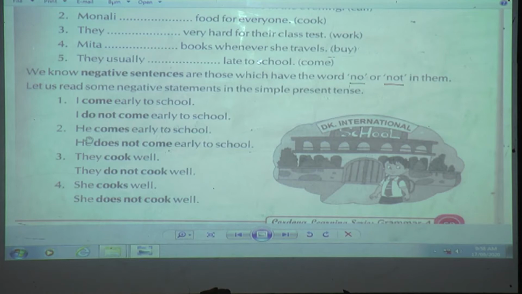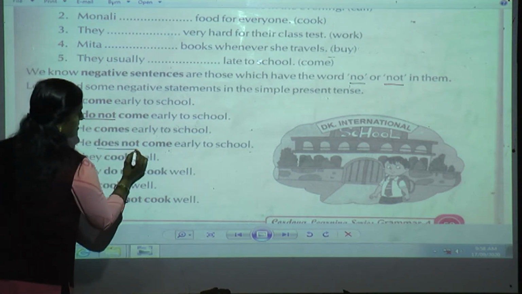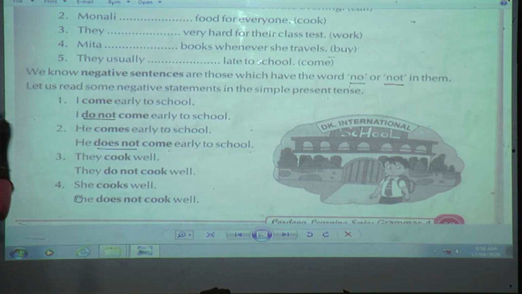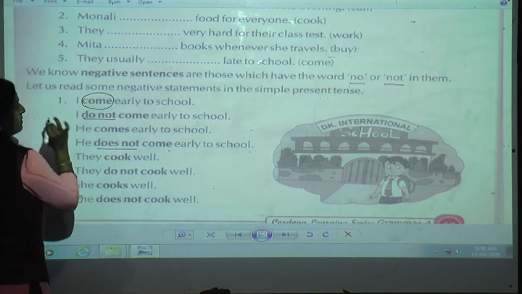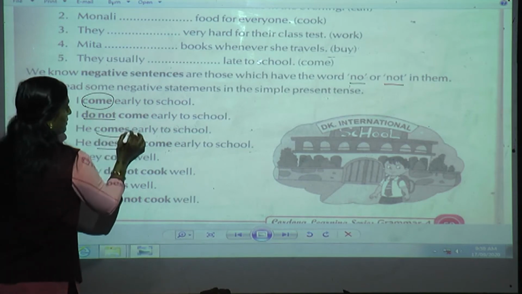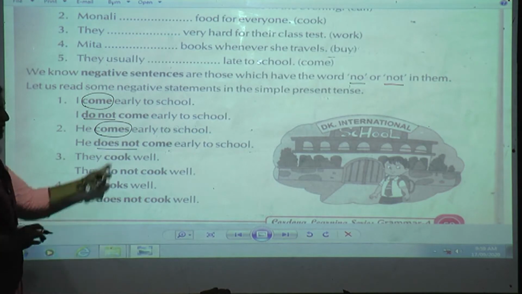Now let's see the second. He comes early to school. He does not come early to school. Third, they cook well. They do not cook well. She cooks well. She does not cook well. Now can you see here, students, in all these four examples, sometimes it has come do not and sometimes it has come does not. Why? Because here we can see it is the original form of verb, that is come, and here in the verb, s has been added.